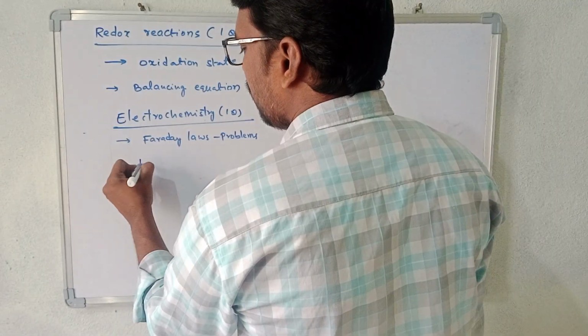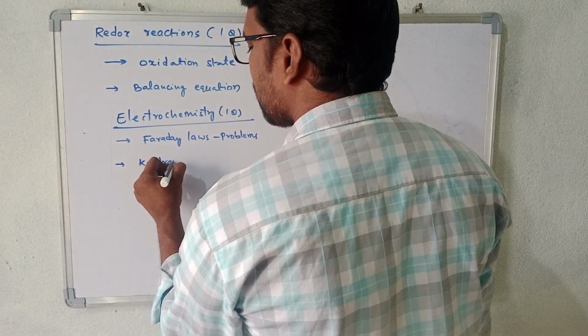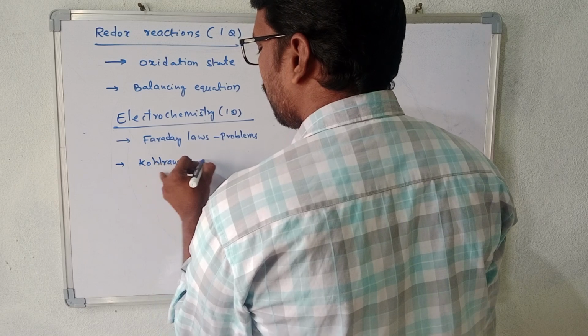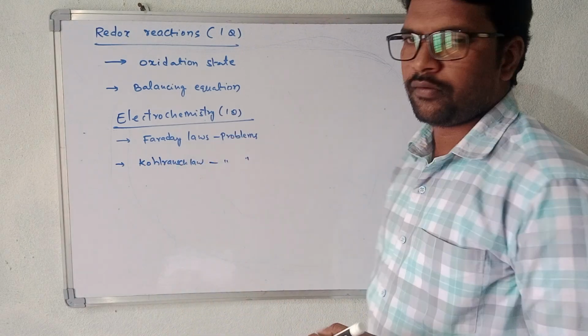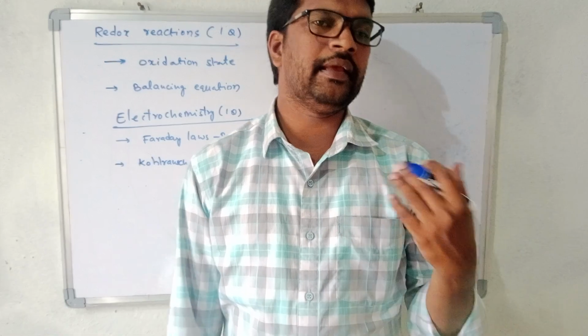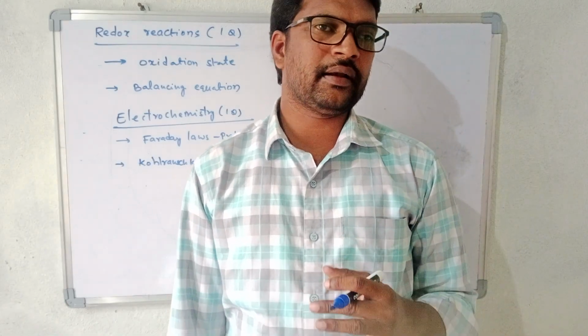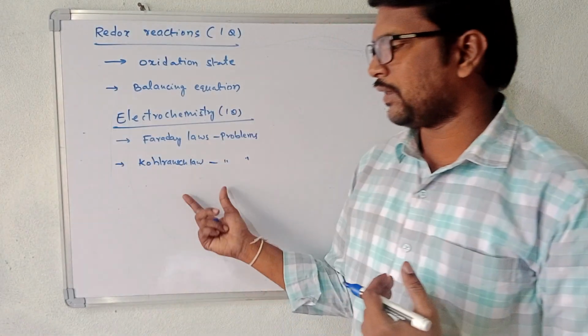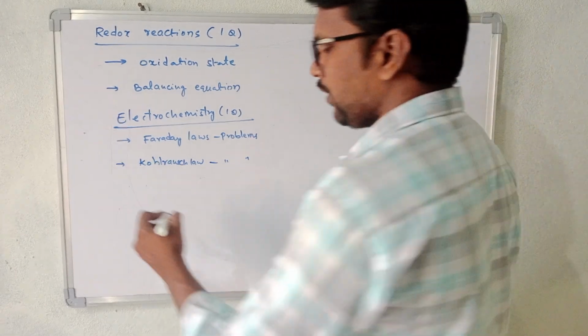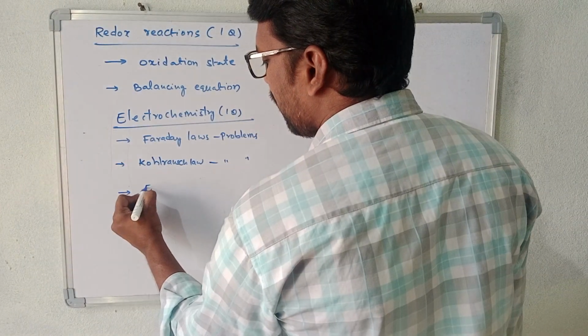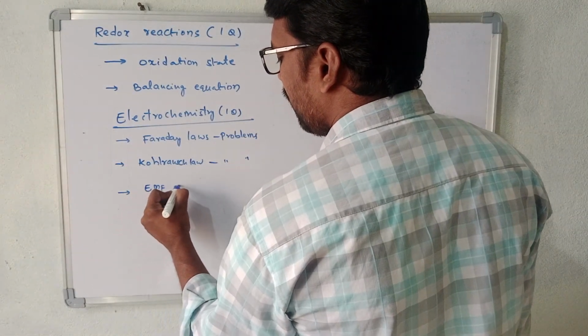Okay. And one more, here you see Kohlrausch law. Problems from Kohlrausch law are also important. In Kohlrausch law, we can solve finding equivalent weight, finding molar conductance, equivalent conductance, like that. Kohlrausch law is compulsorily important. Okay, right. After this, the next important one is EMF or E cell.